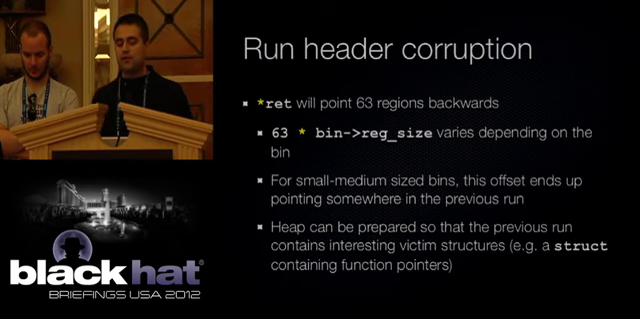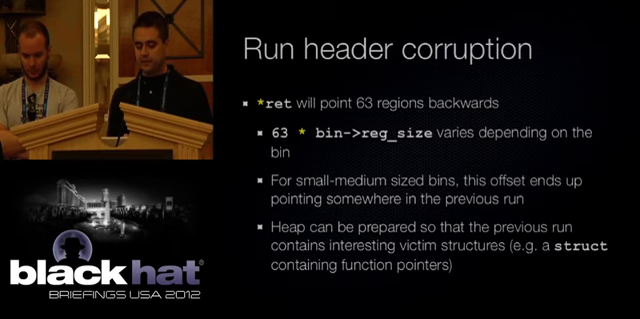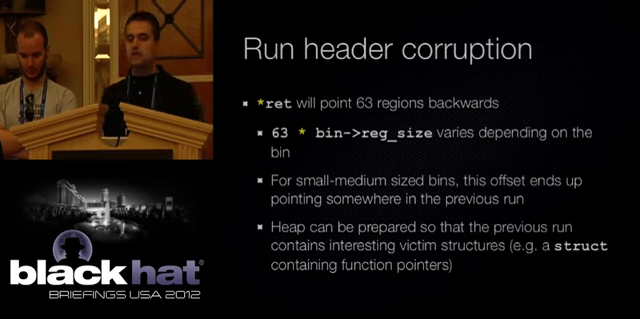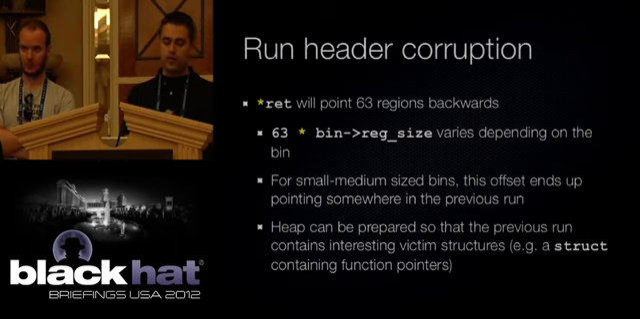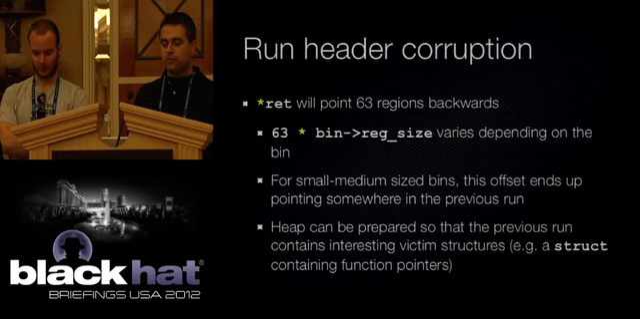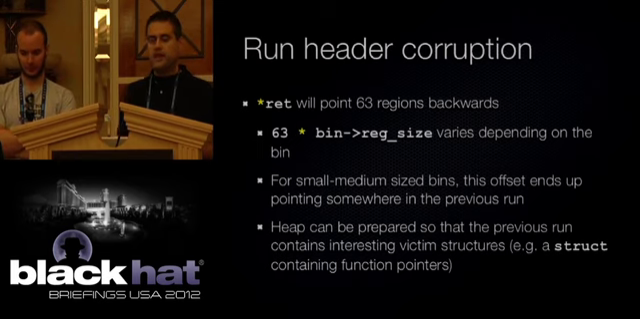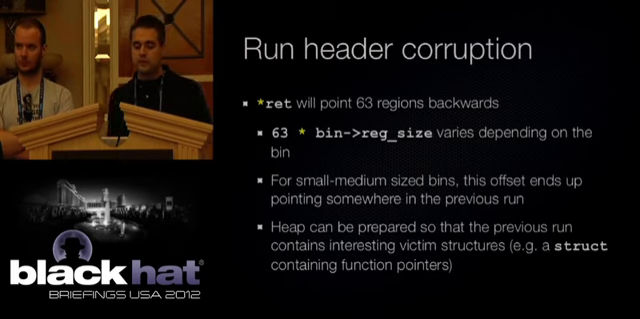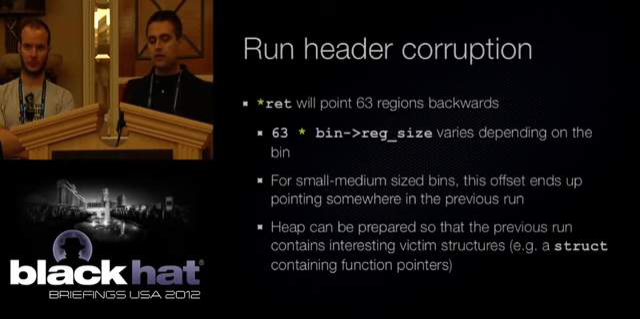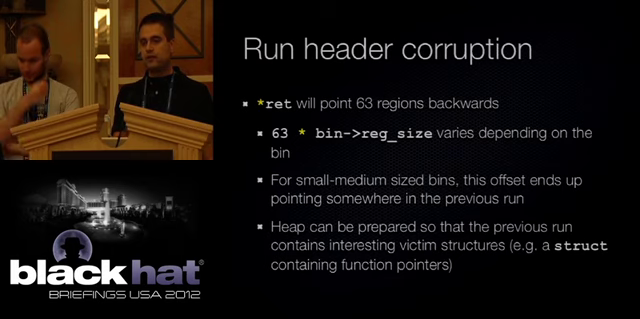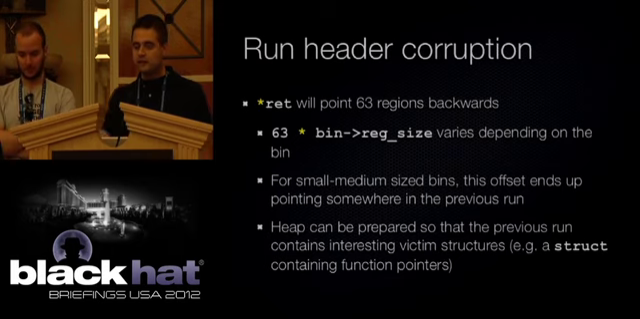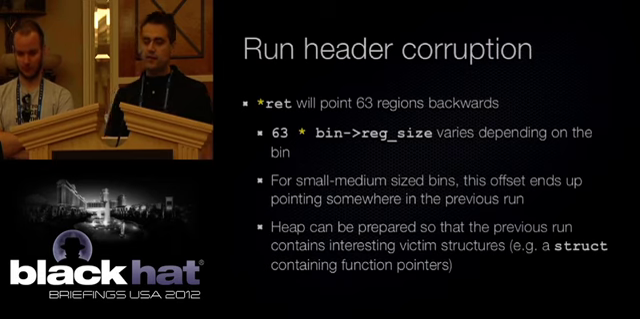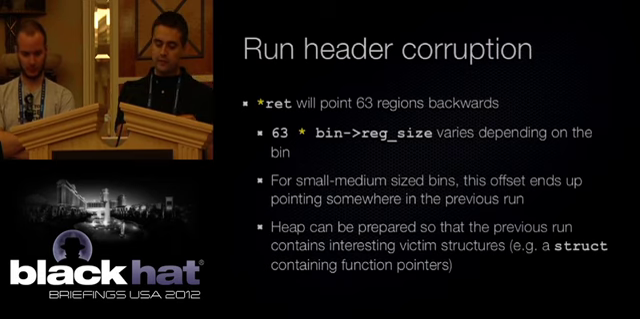So basically, for small or medium bins, we have found out that this offset points to somewhere in the previous run. So you prepare the heap and you place some structure that contains, let's say, function pointers or something else interesting on the previous run. You trigger the overflow on this run on its last element. You corrupt the metadata header of the next run, and you make it service the next allocation from the previous run that you control.